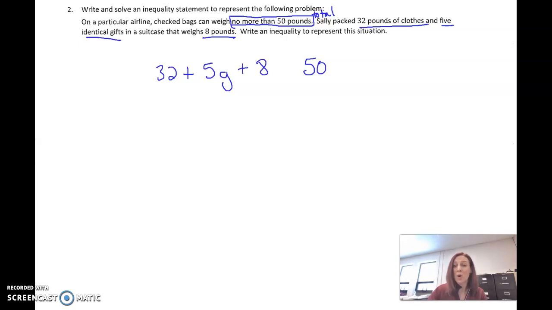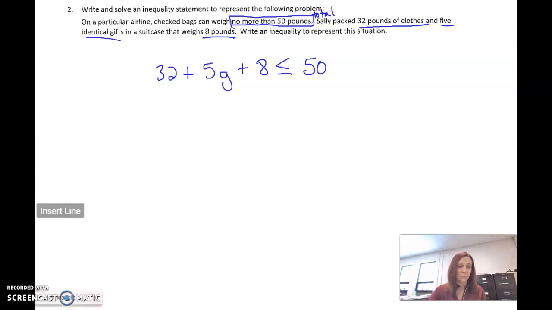All right, now it can weigh no more than 50. So can it be greater than 50? No, it has to be less than 50. If it says no more than 50, can it be exactly 50? Yes. Okay. So now, again, we're just concerned today with solving inequalities just like we solve equations.